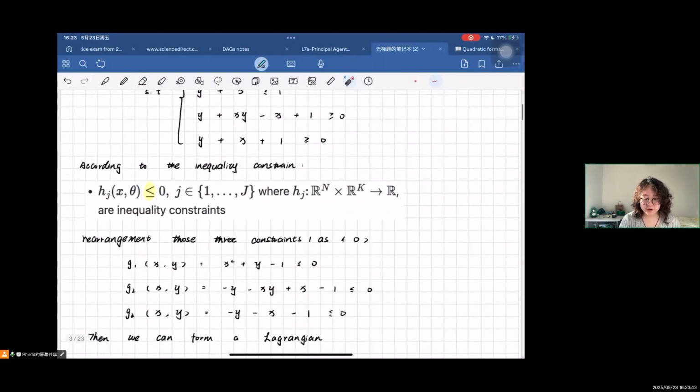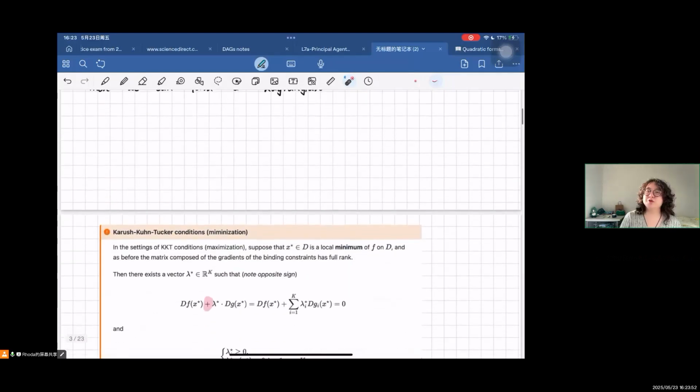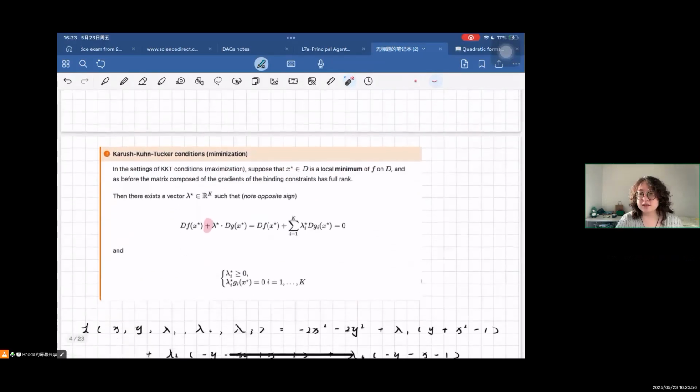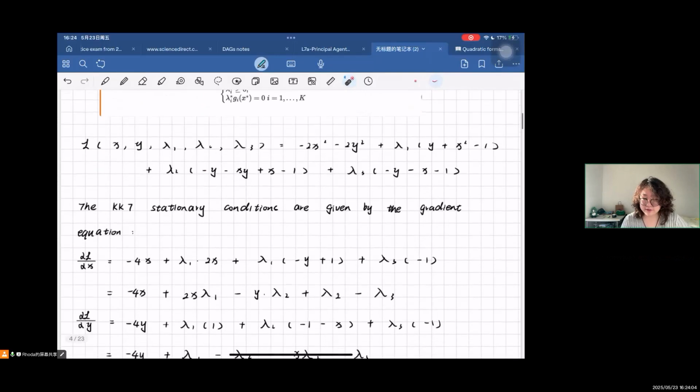First, we need to rearrange the inequality constraints. We need to let them become less than or equal to 0. So we can find g1 to g3, and then we need to form the Lagrangian. This is the most important part when you want to start a KKT question. Because this is a minimization problem, this part of the Lagrangian will be plus. This is our Lagrangian function.